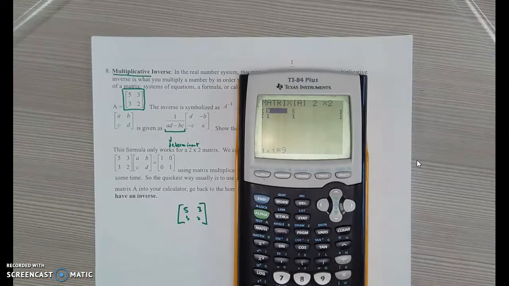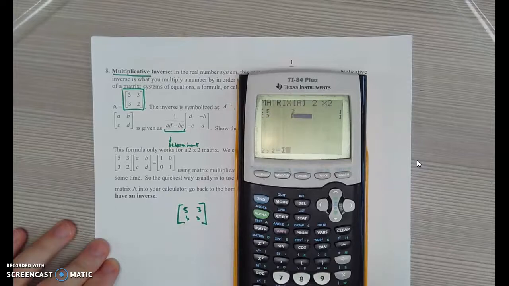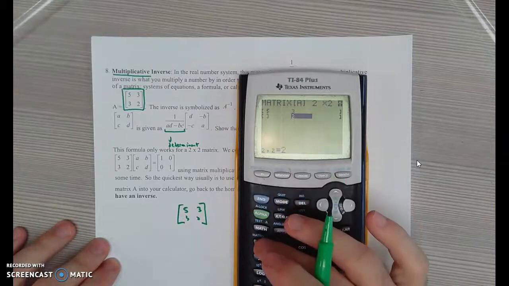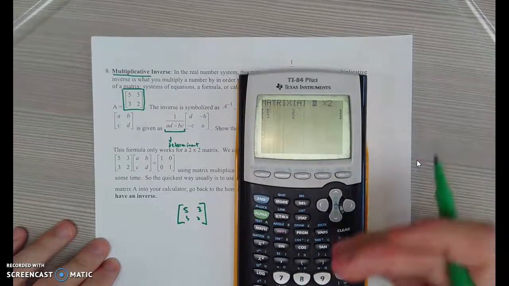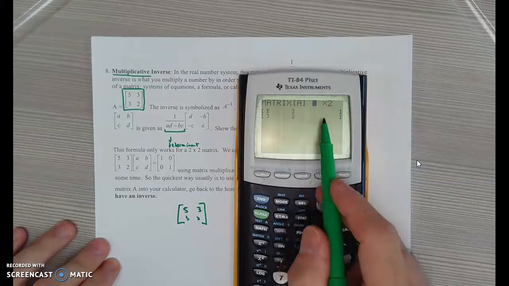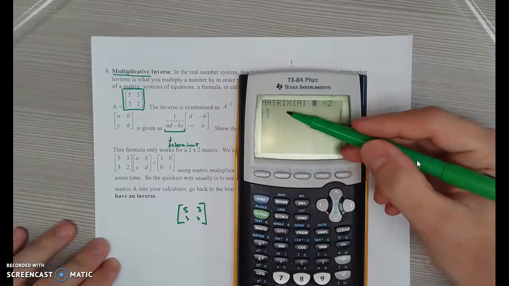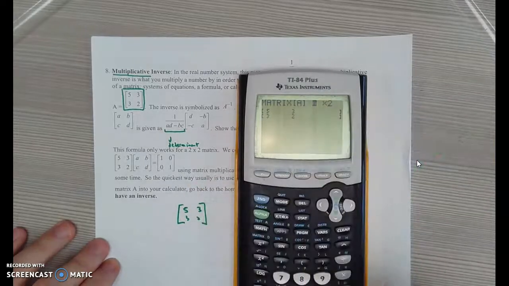And we're going to type in row 1, which is 5, 3, and then the bottom one is 3 and 2. Okay? So the way we got there, once again, guys, is we just pressed second matrix, went to edit, and then typed in the dimensions, and then typed in row 1 and row 2. Okay. So now, we want to find the inverse of it.